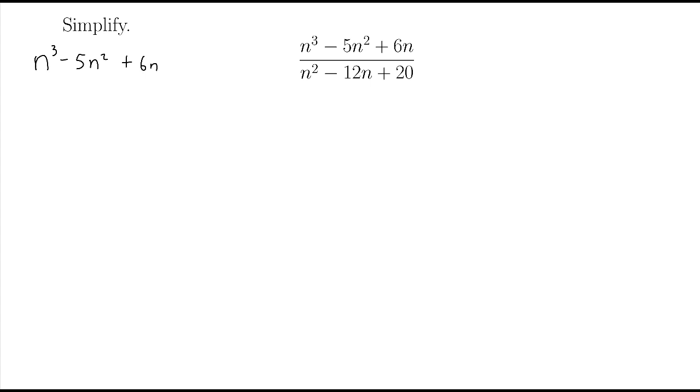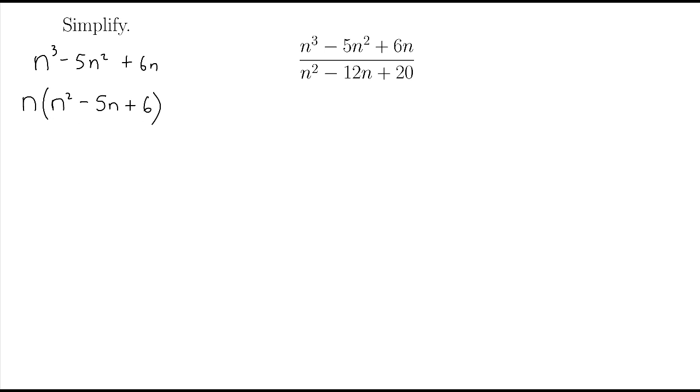Well, the first thing I'm going to recognize is the fact that each of these three terms has a common factor. They are all divisible by n, right? They all have a common n. So if I factor out that n, I divide out that n, I'm left with n squared minus 5n plus 6. Okay, now I'm going to focus on factoring this piece right here.